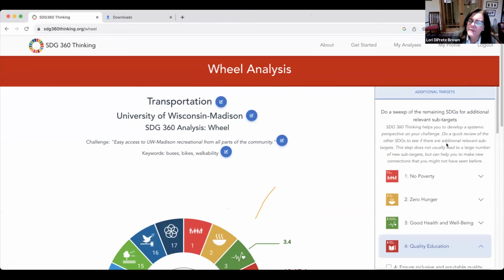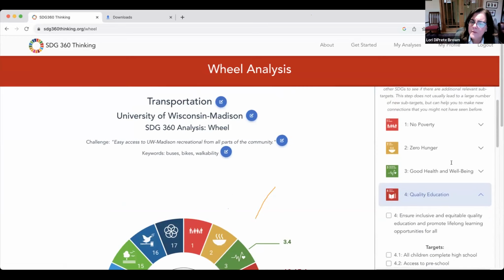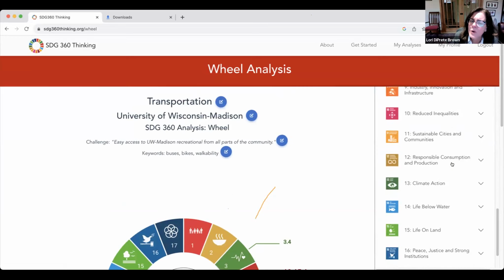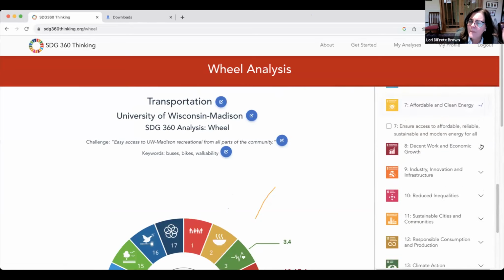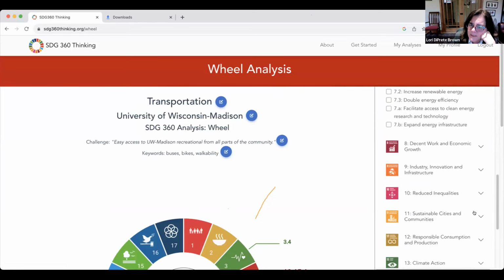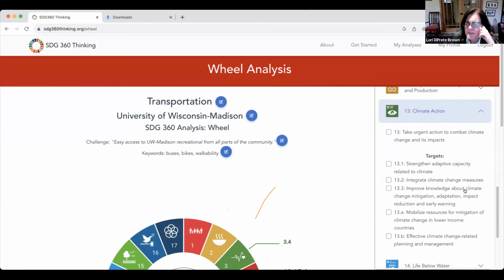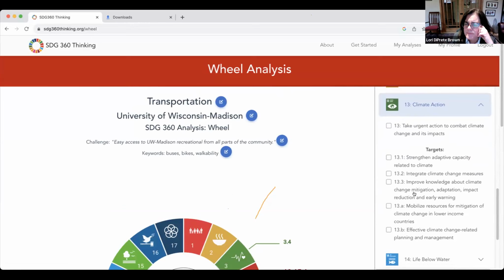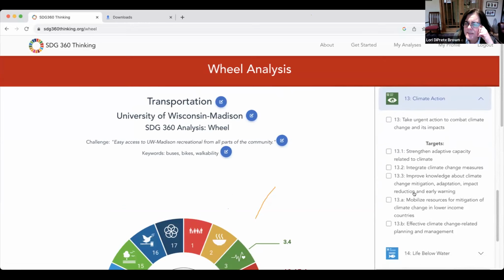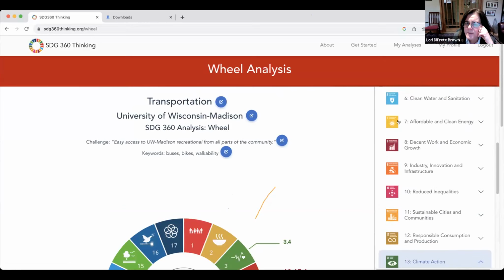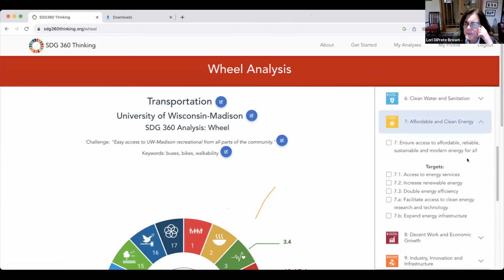Now, another thing that it's going to ask me to do for the next step, this is the 3rd step, is a sweep of the remaining SDGs to see if there's any sub-targets that you want to look at. And sometimes you immediately know you don't want to look at them. I'm actually thinking affordable and clean energy. There is a, you know, there's a climate action aspect to this, right? But not as they're written here. So maybe I do want it to be under energy.